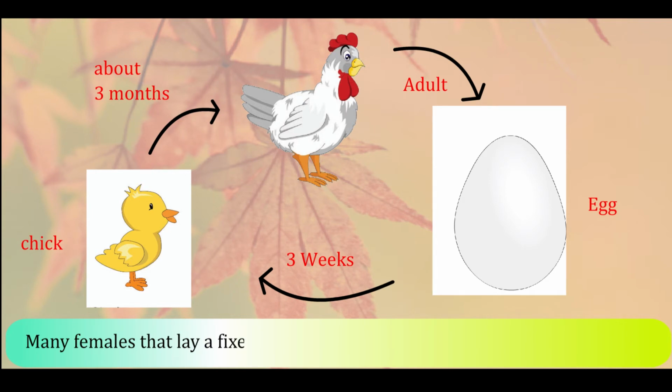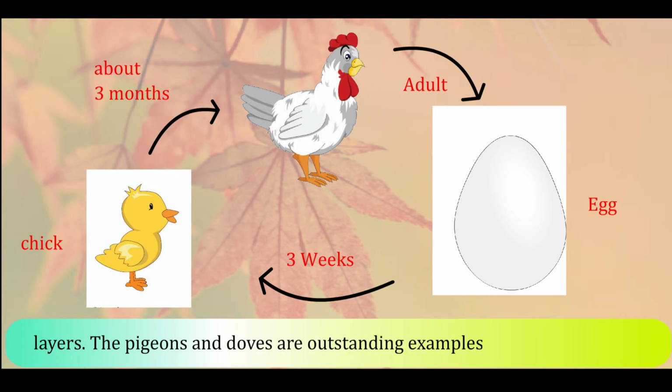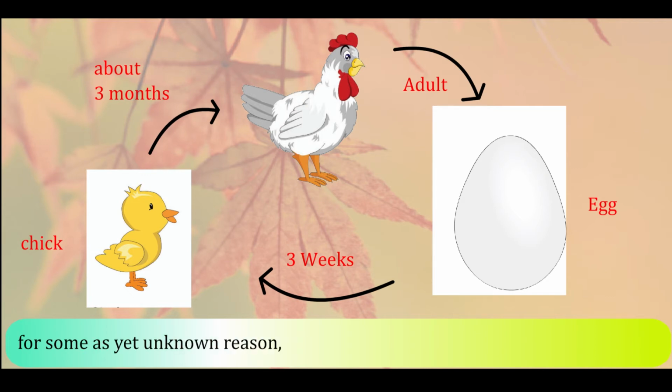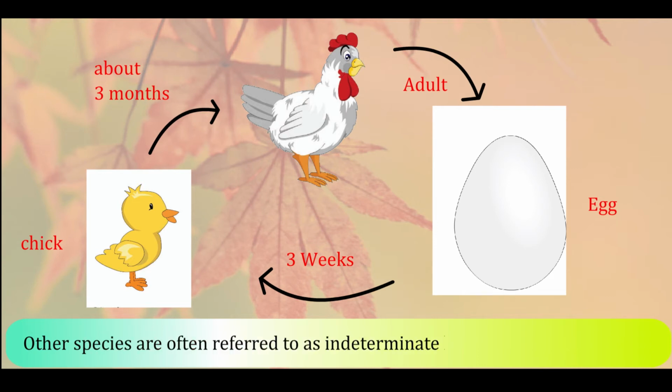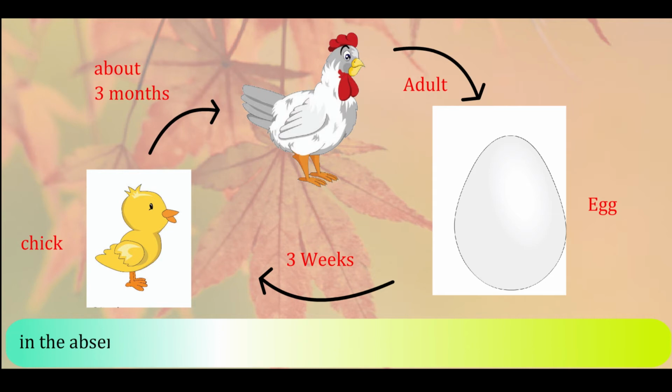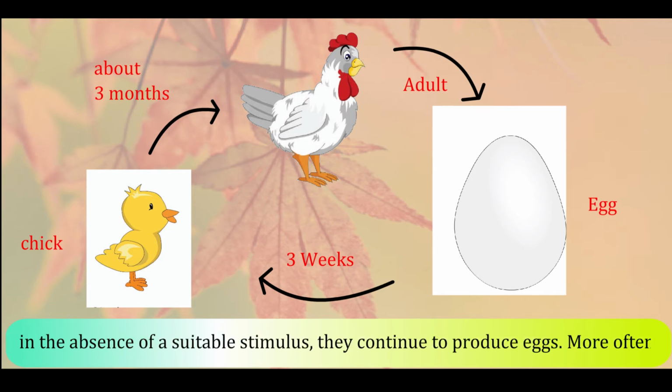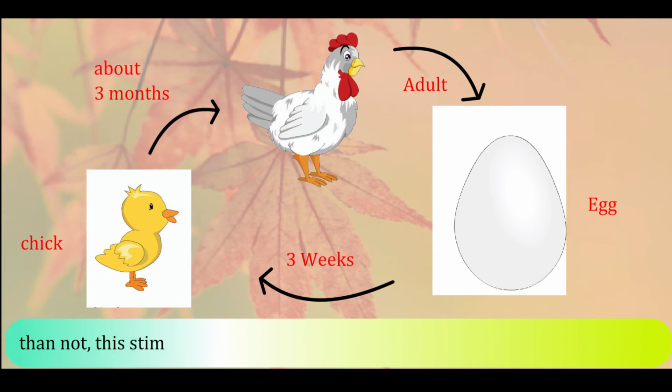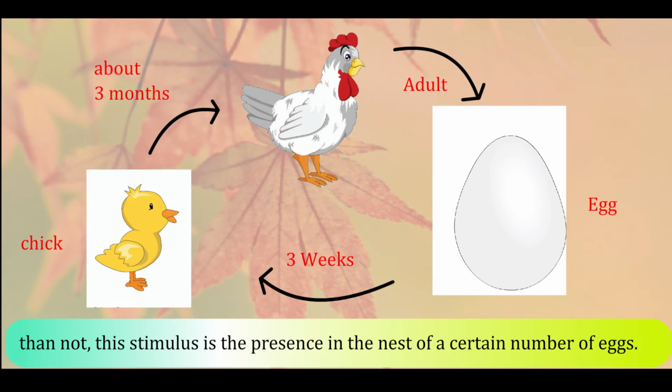Many females that lay a fixed number of eggs are referred to as determinate layers. The pigeons and doves are outstanding examples of this behavior. For some as yet unknown reason, they never lay more than 1 or 2 eggs. Other species are often referred to as indeterminate layers because, in the absence of a suitable stimulus, they continue to produce eggs. More often than not, this stimulus is the presence in the nest of a certain number of eggs.